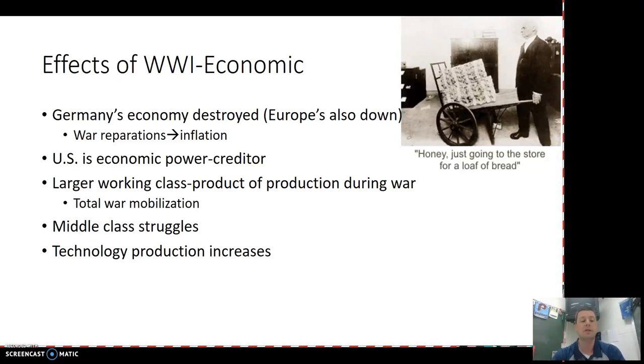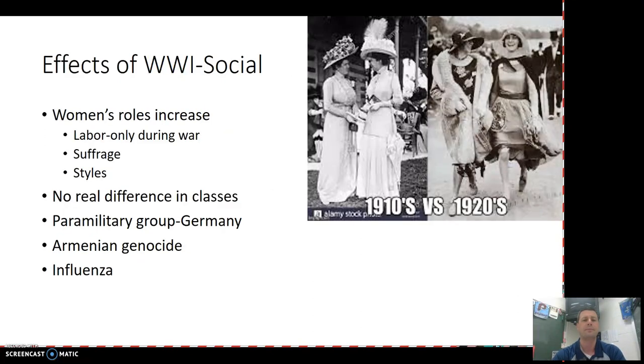Also, production of technology. We go from carrier pigeons to the production of radios, to the production of weaponry that is far beyond anything ever before. Automobile boom really comes out of this as well.